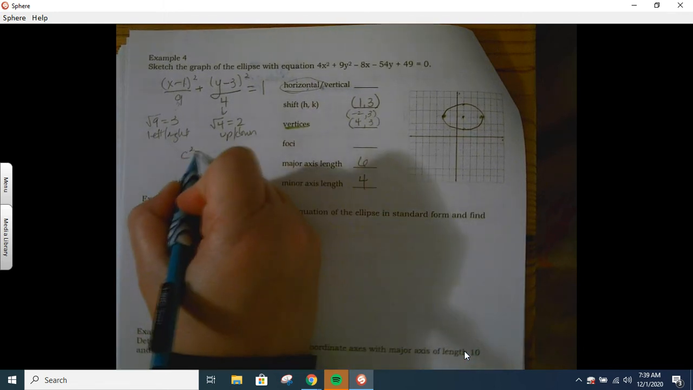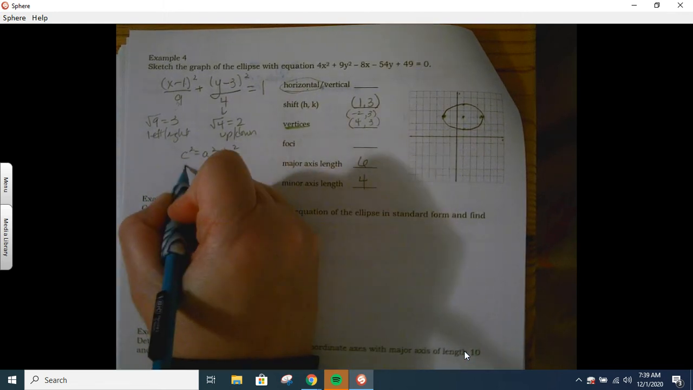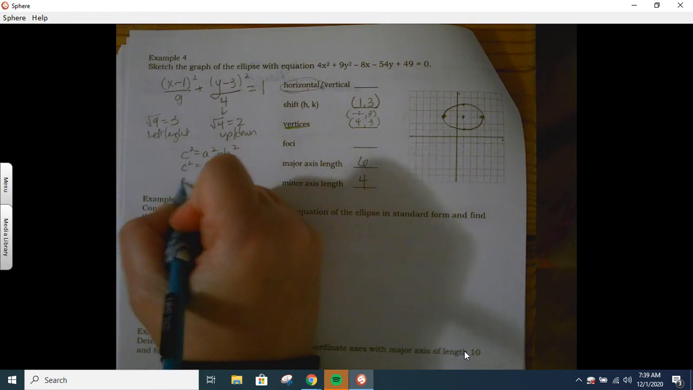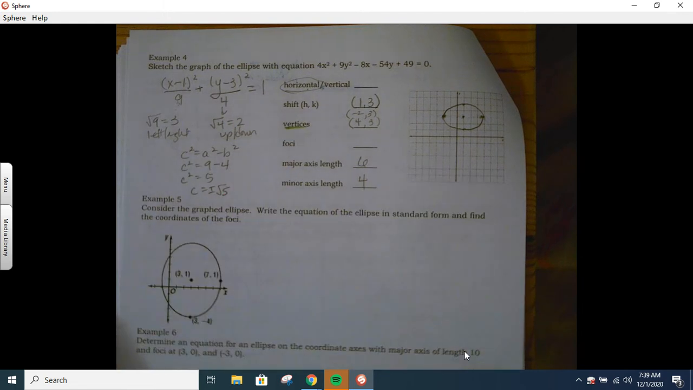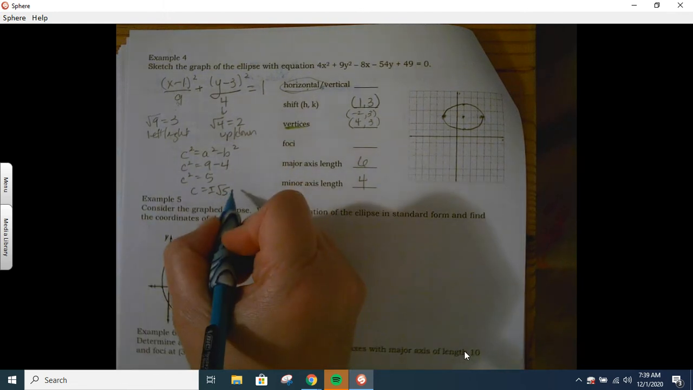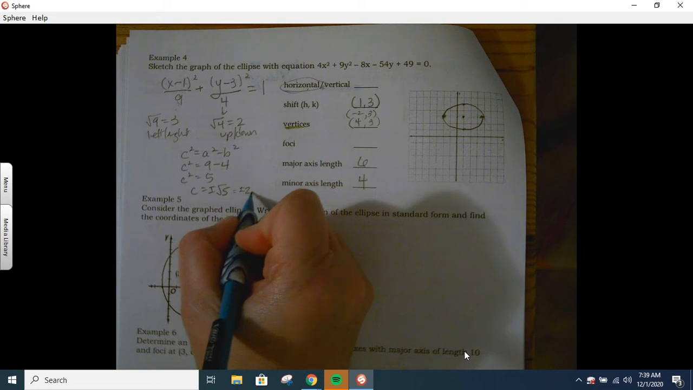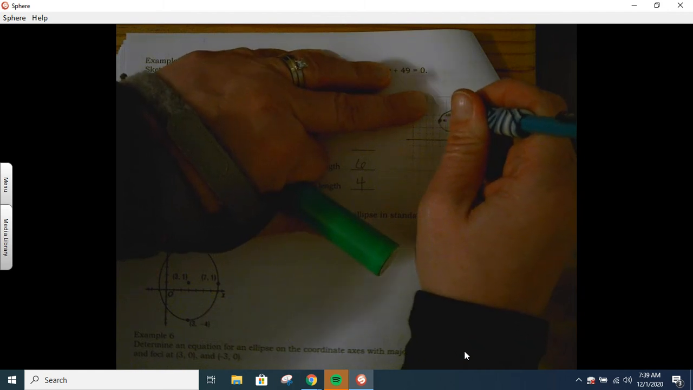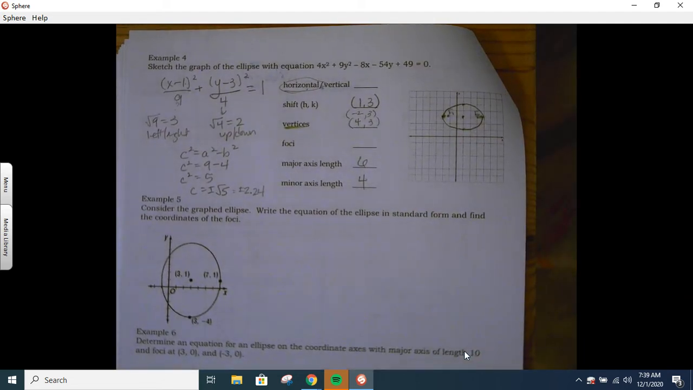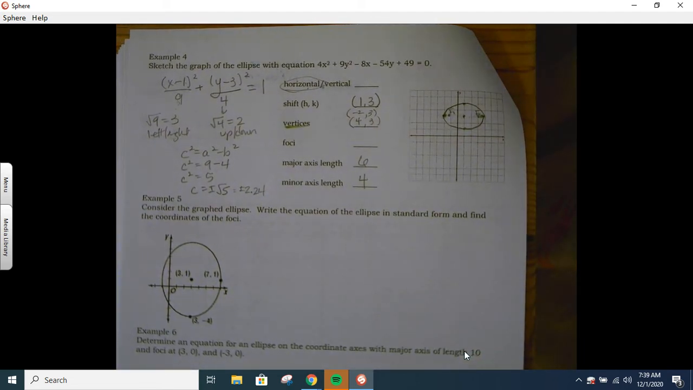And then foci is a squared minus b squared. Again, a squared is always bigger. So c squared is 5. So c is plus or minus √5, which as a decimal is about 2.24. Okay, so from the center, I'm going to go about 2 1/4 left and 2 1/4 right. Okay, remember foci are always along the major axis. They always end up inside. You went the other way, a lot of times you end up outside. That's a kind of a clue that you looked at it the wrong way.